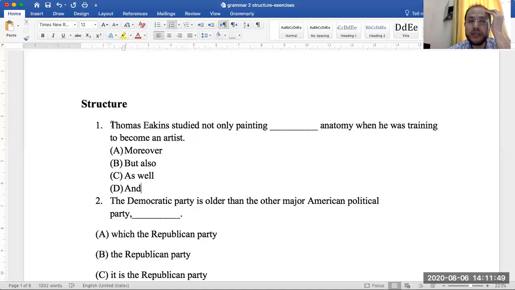If you look at this, Thomas Eakins is the subject, studied is the verb. So there is a subject and there is a verb. Not only painting, blank, anatomy, when he was training to become an artist. When he was training, this is also a subordinator. This is a complex sentence, and then a subject and a verb, was training. This is a complex sentence.